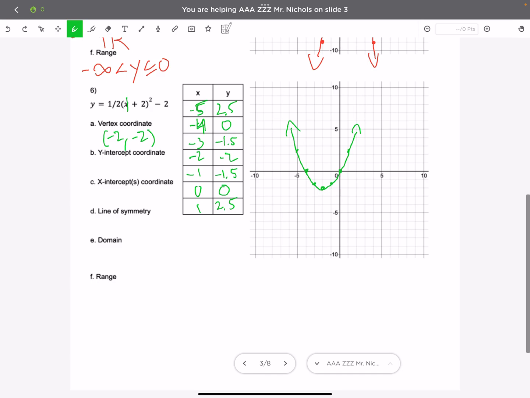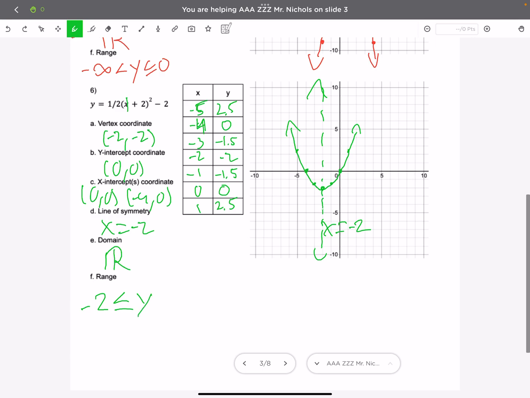Now once again, for our y coordinate, just going to be 0, 0. Our x coordinates are going to be 0, 0 and negative 4, 0. The line of symmetry is x equals negative 2. Right, and that's our line of symmetry. We could actually even draw it in like this. X equals negative 2. Domain is all real numbers. And then range, in this case, our minimum value is negative 2, is less than or equal to y, which is less than infinity, which is our maximum value because it goes up.